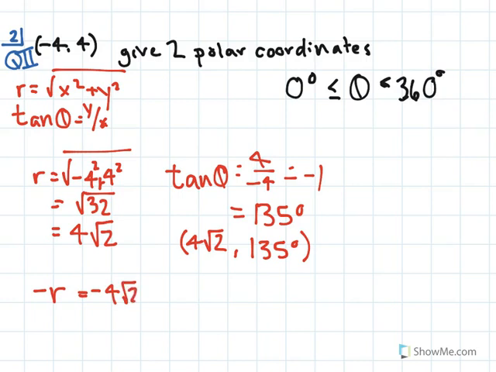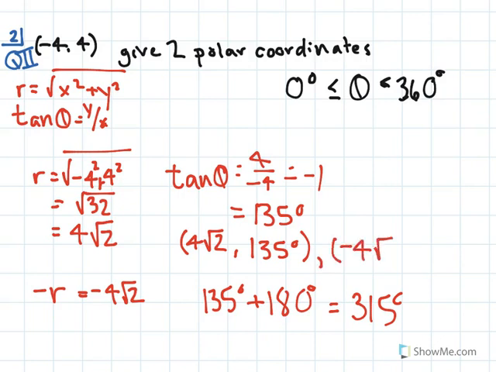To find a second point, we can use -r as our coordinate, so that's going to be -4 root 2. And so that's going to move us in the opposite direction from the pole. So we need to find the angle that would make a ray away from the origin in the opposite direction of 135 degrees. We can do that by adding 180 degrees to 135. 135 degrees plus 180 degrees is going to be equal to 315 degrees. So our second point would be (-4 root 2, 315 degrees).